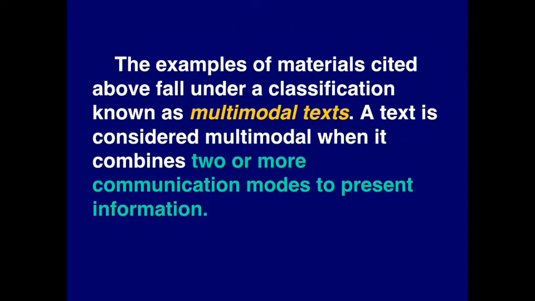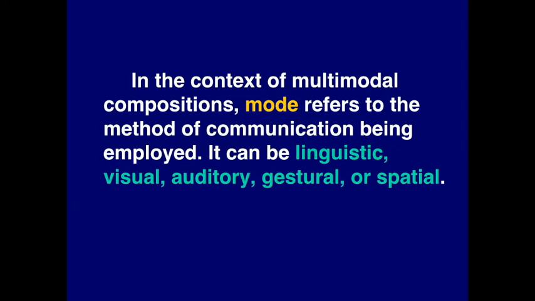The examples of materials cited above fall under a classification known as multimodal text. A text is considered multimodal when it combines two or more communication modes to present information. In the context of multimodal compositions, mode refers to the method of communication being employed. It can be linguistic, visual, auditory, gestural, or spatial.